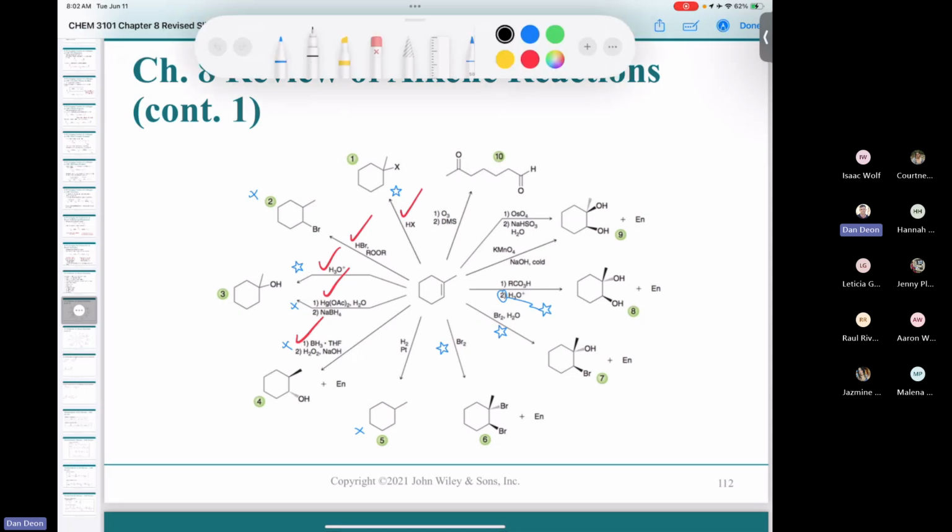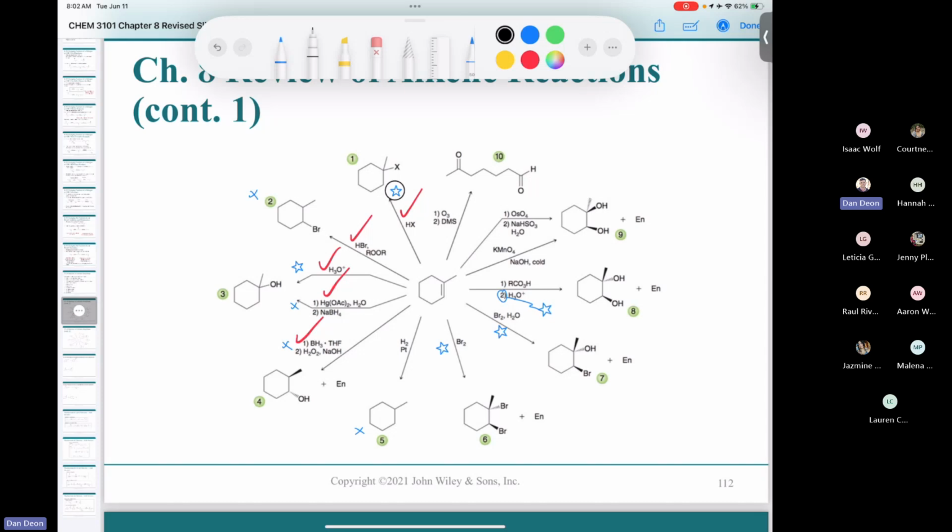So if you start at reaction number 1 on here, we covered that. That's hydrohalogenation, which occurs with Markovnikov regioselectivity. And the reason I put the little blue star here is because I expect you to know the mechanism for that reaction. The next one is anti-Markovnikov, and that is effected using HBr in an organic peroxide. So that's that ROOR. That's the organic peroxide that is required for anti-Markovnikov addition.